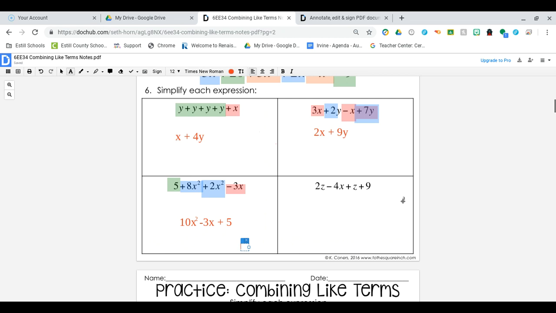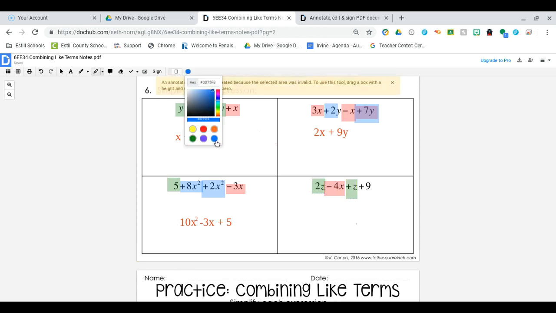Now, our last example, we have two different variables. We have a constant, so we're going to treat everything like we did before, with it being alphabetical. So we have a minus 4x that we're going to worry about first. Then we have a 2z and a plus z. And then again, we just have a constant that's sitting out there by itself at the very end.